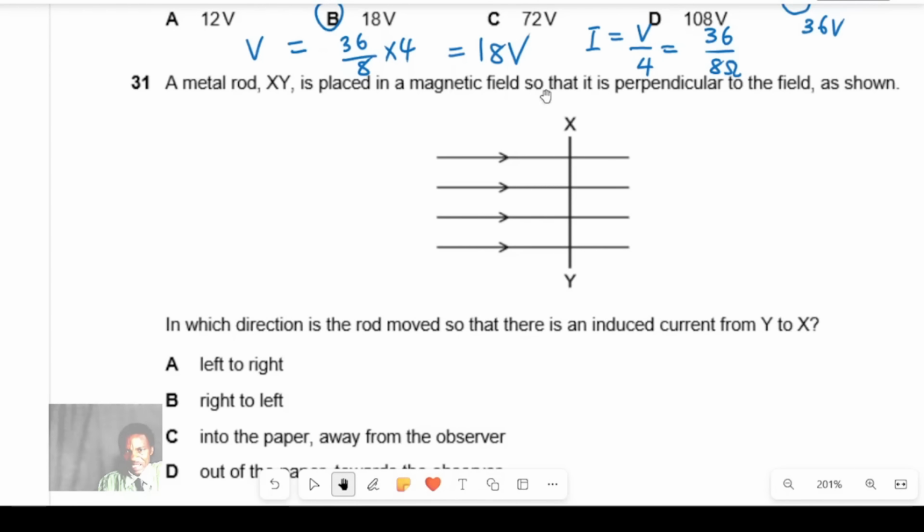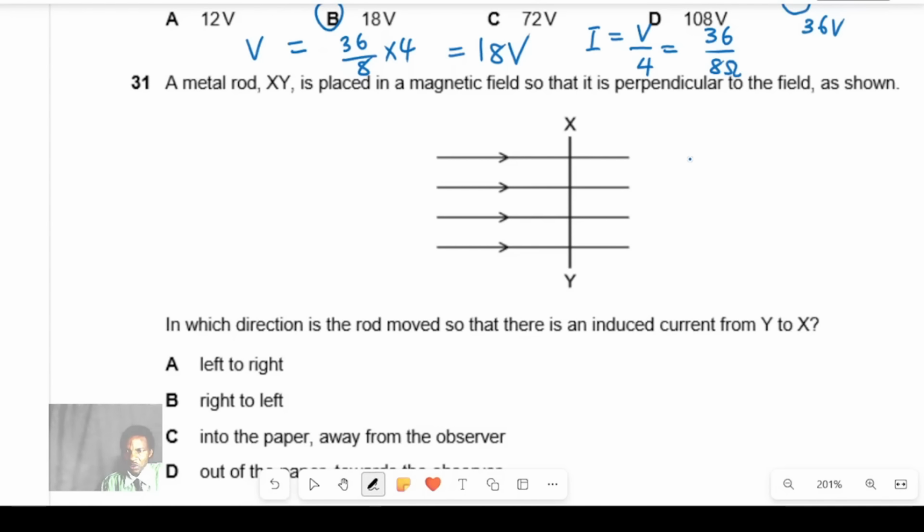Okay, now a metal rod SY placed in a magnetic field so that it is perpendicular to the field shown. In which direction will the rod move so that there is an induced EMF from Y to X? So it's going to have induced EMF. So it's behaving as a generator.